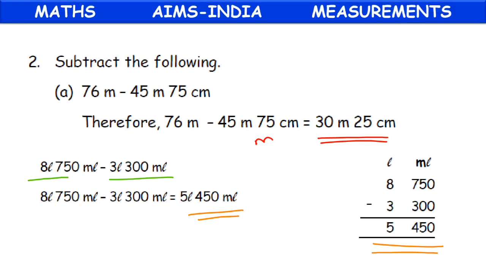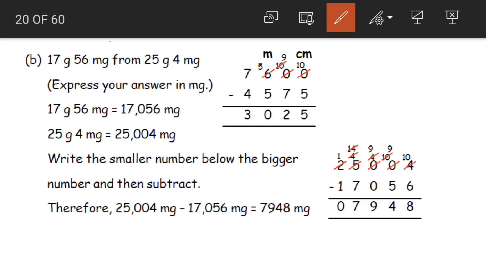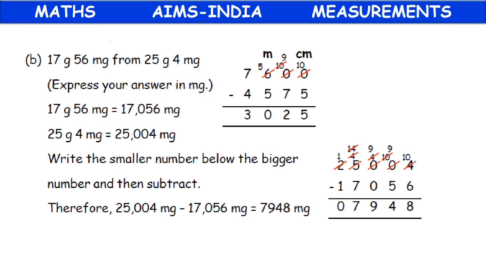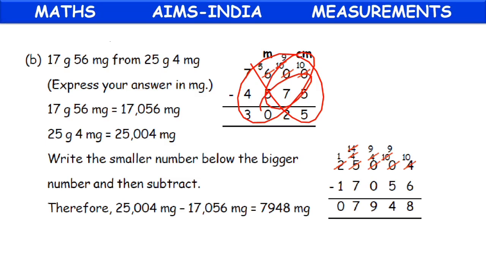Now 17 grams 56 milligrams from 25 grams and 4 milligrams. What are they saying? What is this? I think this is from the previous one. Yes. This is the subtraction of the previous question. Okay children, don't mind that.